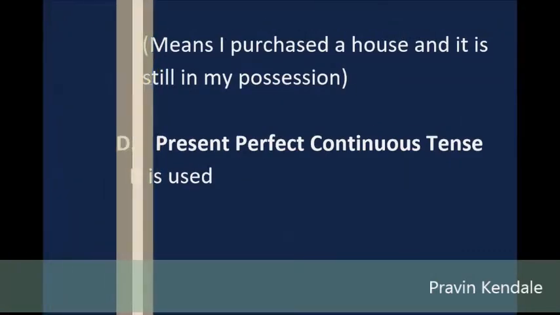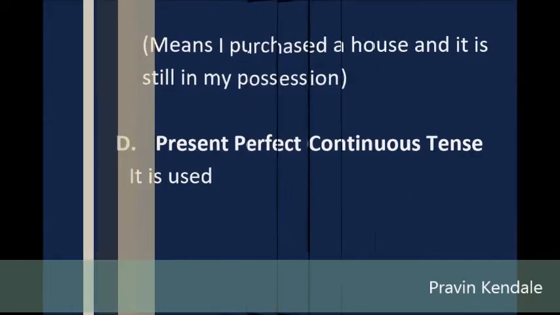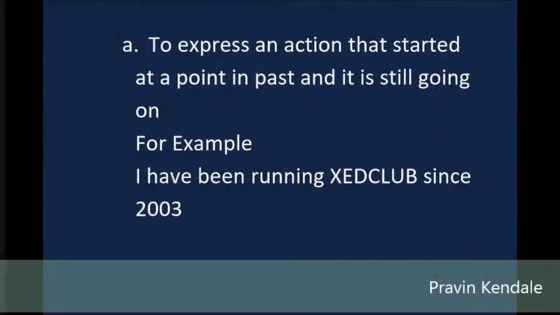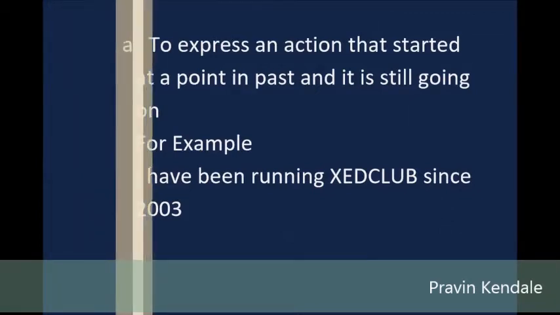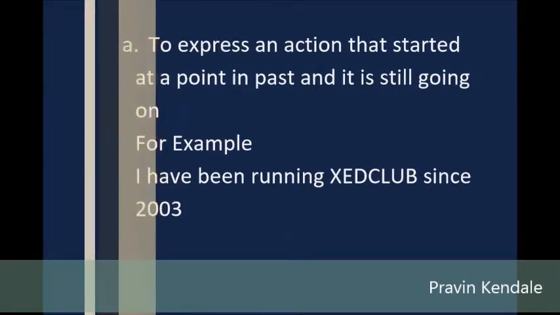For example, I have purchased a house. It means I purchased a house and it is still in my possession. D. Present perfect continuous tense.